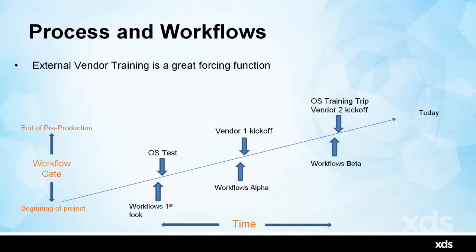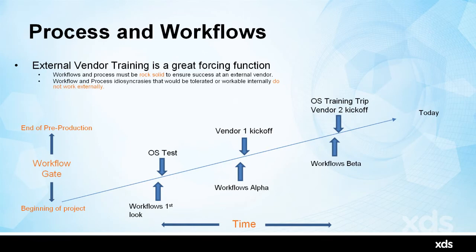Another good thing with process and workflows: external vendor training is a great forcing function. Workflows and processes must be rock solid to ensure success at an external vendor. Workflow and process idiosyncrasies that would be tolerated or workable internally do not work externally. I noticed a very common trend at Black Tusk: our workflows matured rapidly right before an outsourcing gate, where we're like, oh, we got the vendor secured, we got to get them working on assets.